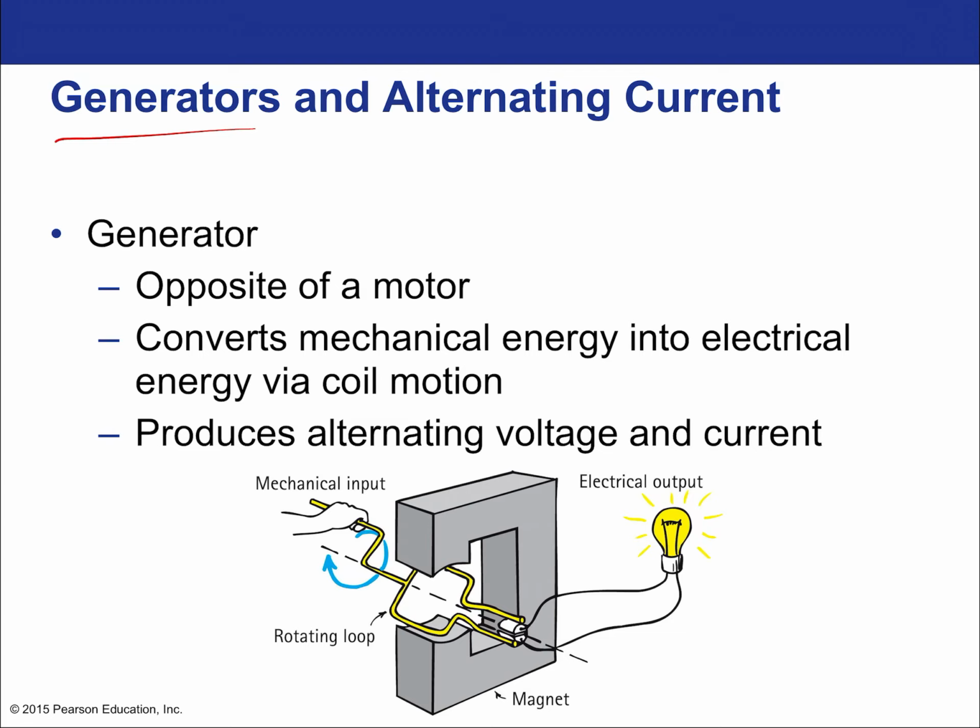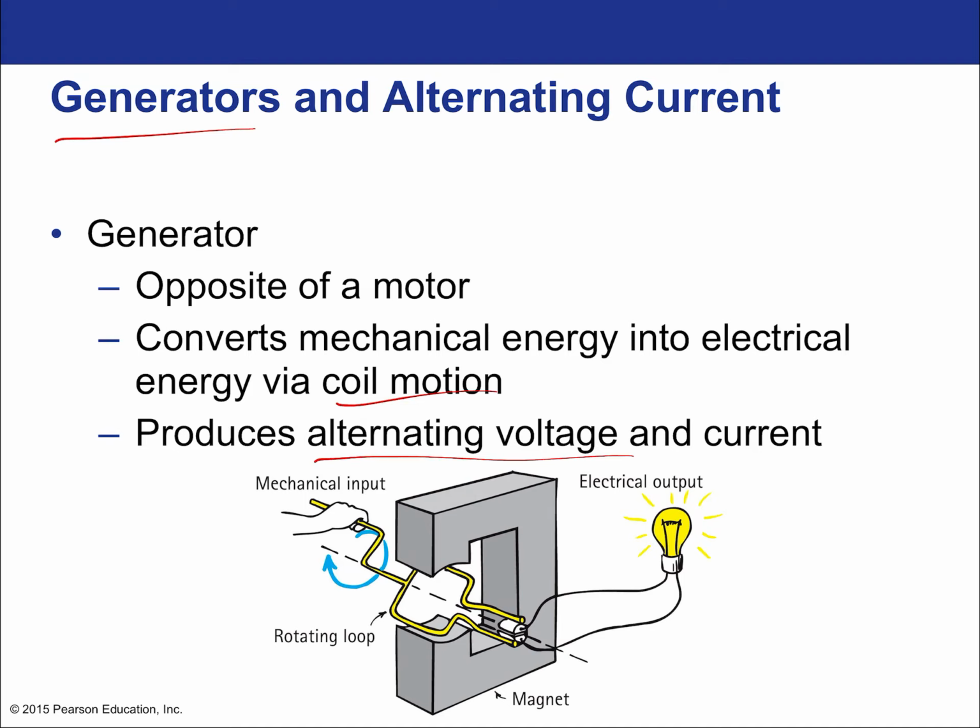Okay, so generators are absolutely an application of Faraday's law. How so? Well, they're the opposite of a motor, right? A motor takes electrical energy and turns it into mechanical energy. A generator takes mechanical energy and turns it into electrical energy. It converts mechanical into electrical via coil motion inside a magnet. It produces an alternating voltage and current.